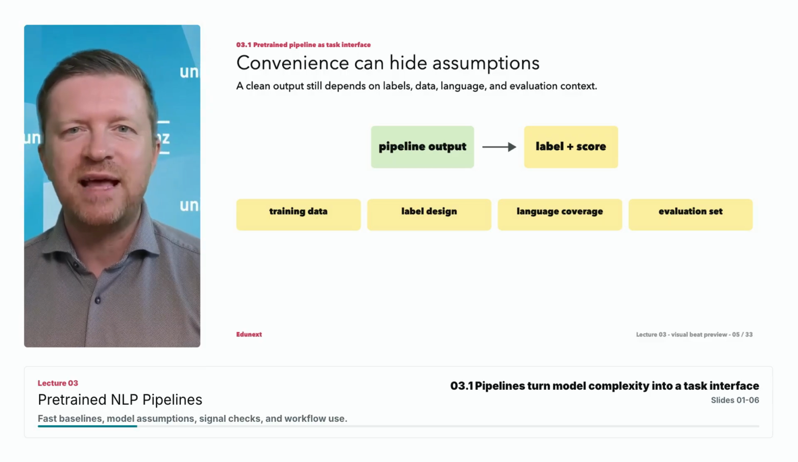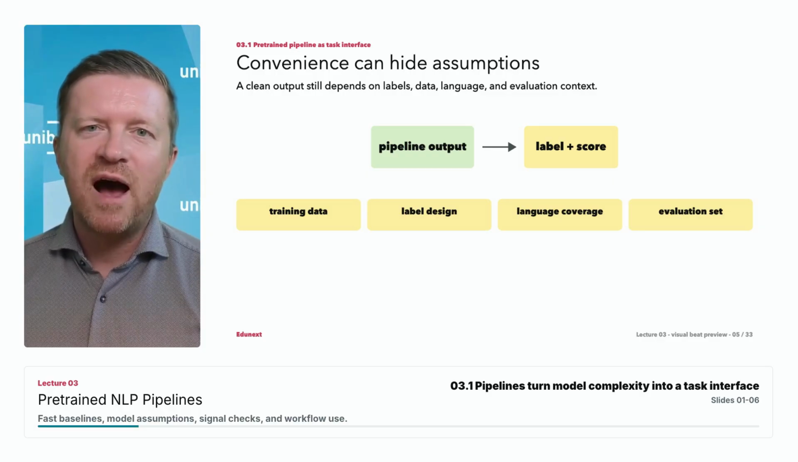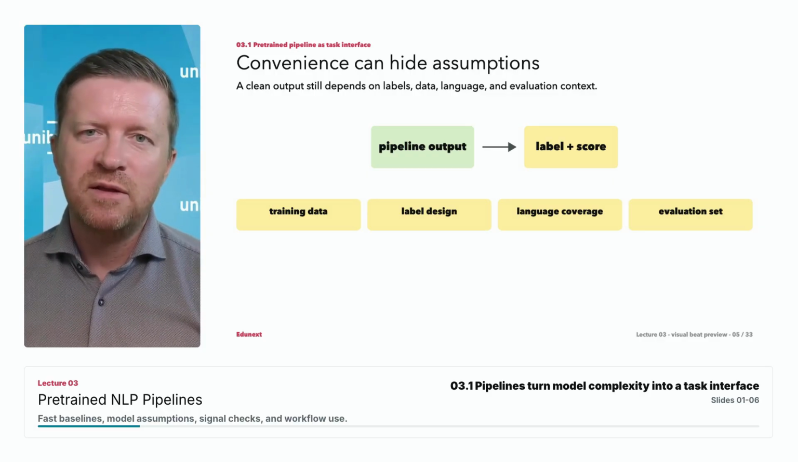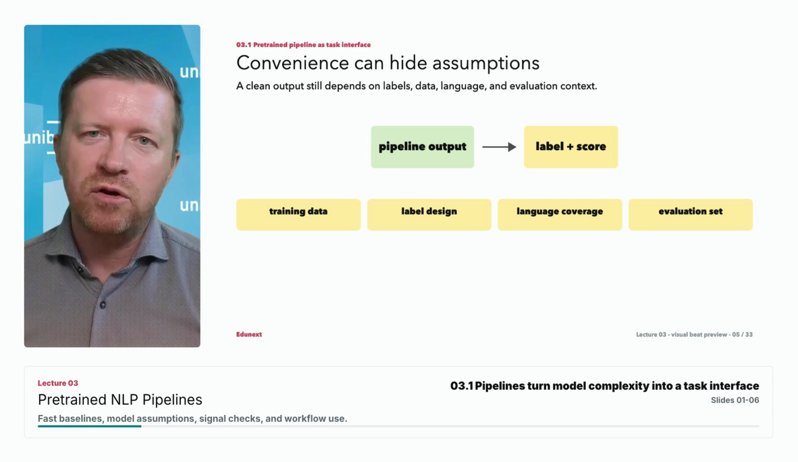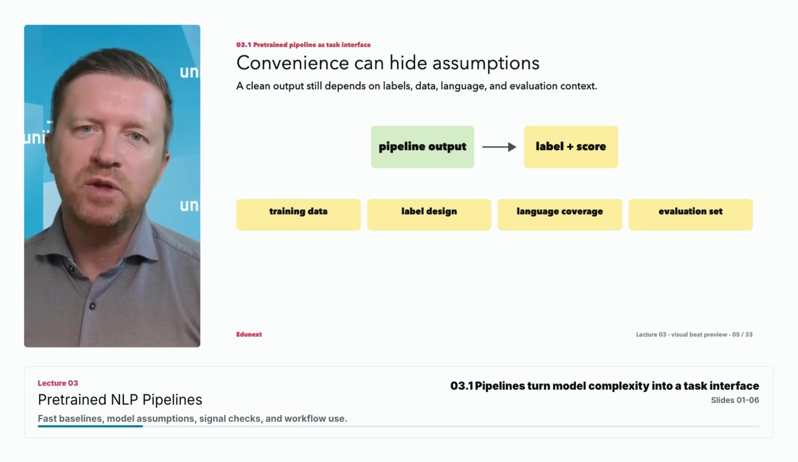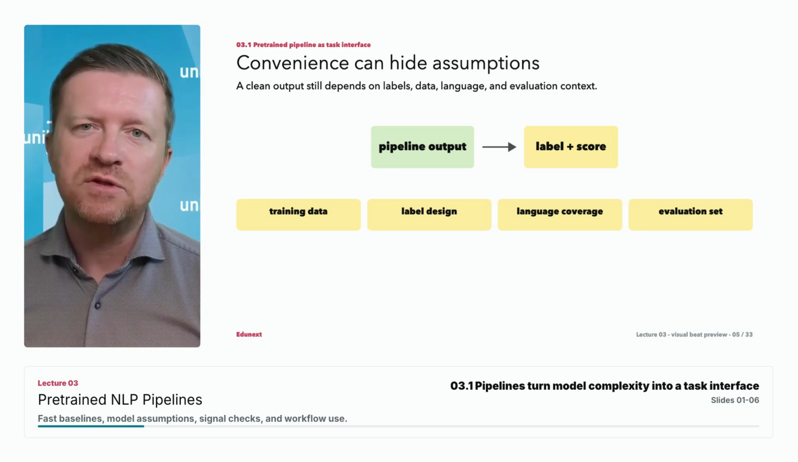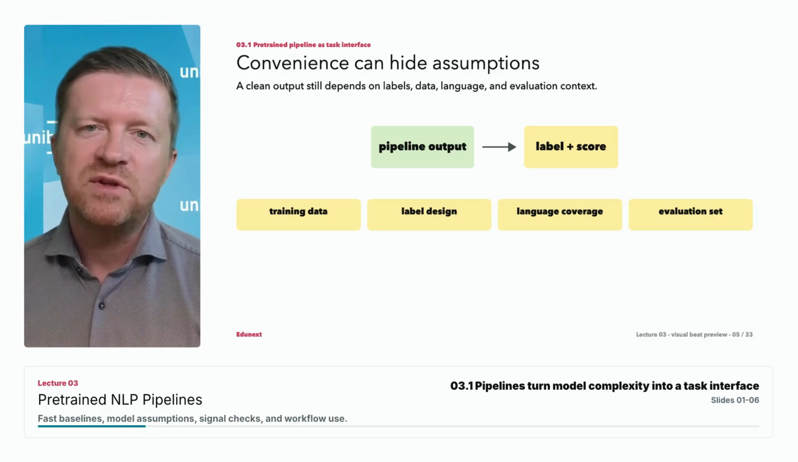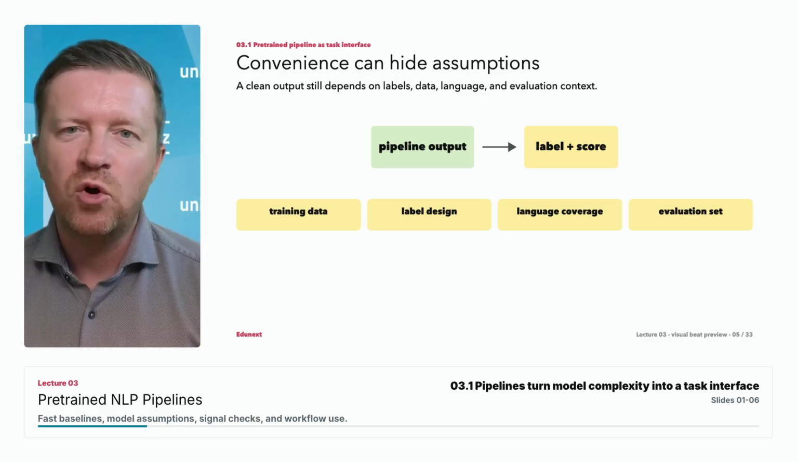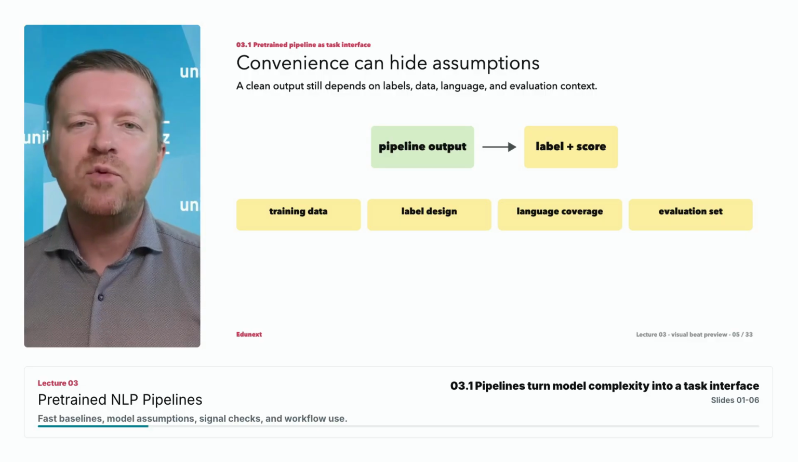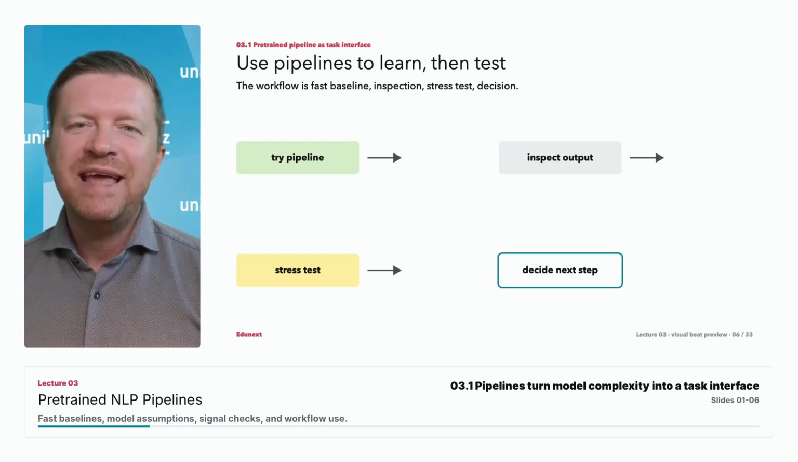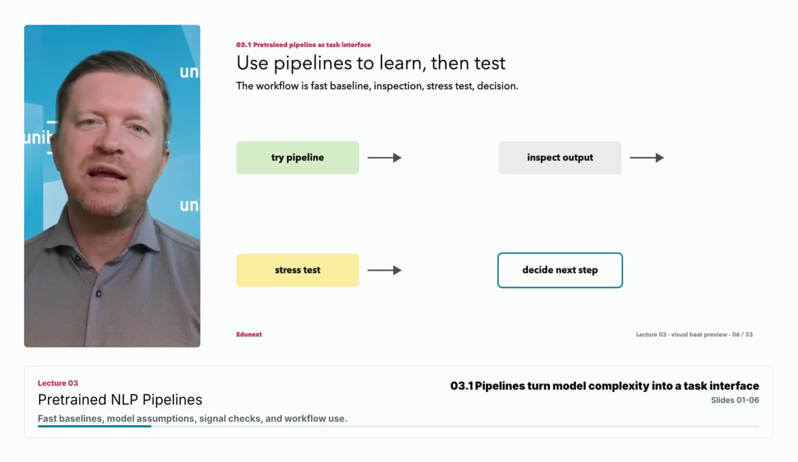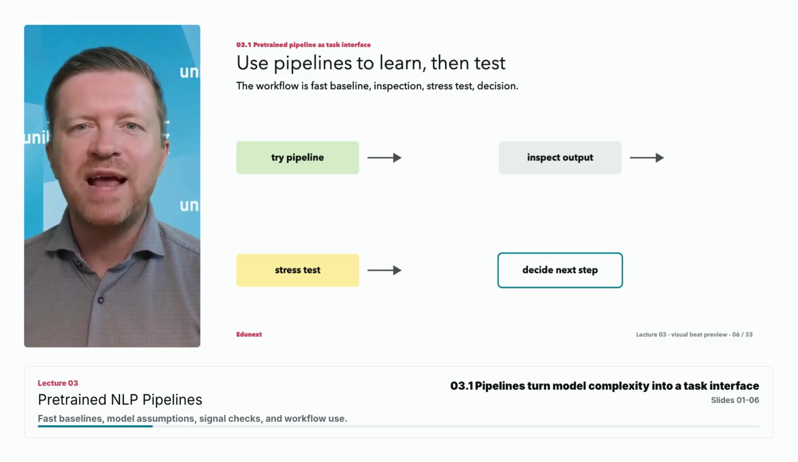But this convenience has a cost. A pipeline can hide important assumptions. It hides what data the model learned from. It hides what labels the model was trained to produce. It hides whether the model was evaluated on examples that look like your examples. If we only look at the polished output, it is easy to forget that there is still a model inside, and that model has limits.